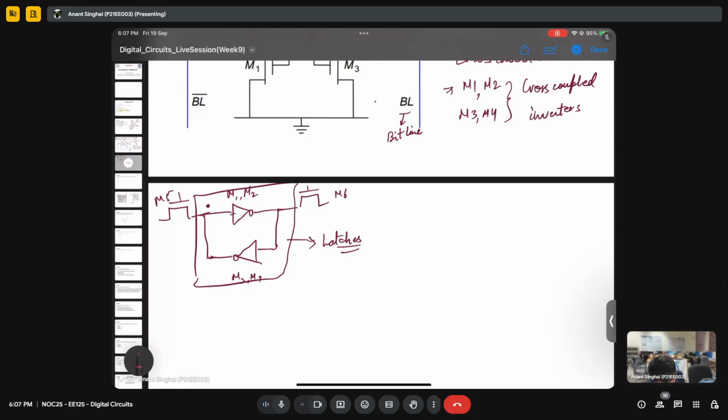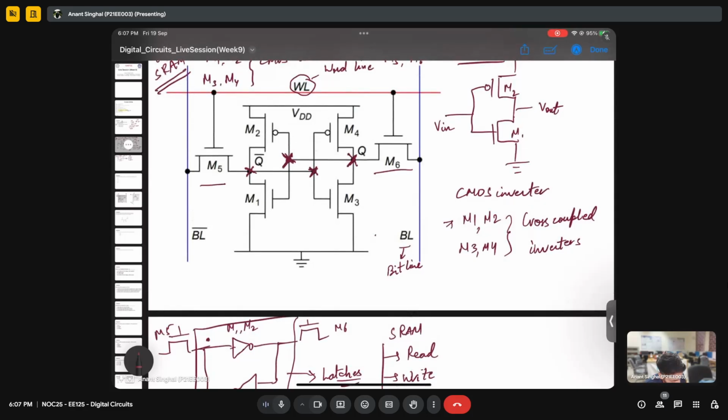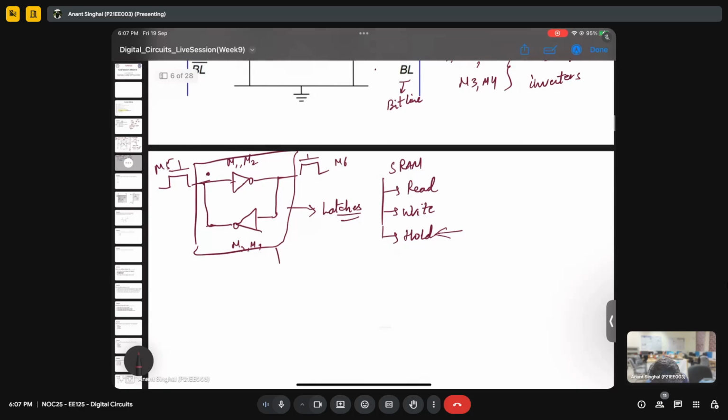If I try to explain some of the operation that happens in a SRAM, SRAM can do three types of operation. The first one is read, the second one is write, and the third one is hold. Let me try to explain the very basic operation, which is the hold operation. Just to hold the data that is there in this, as I said, this is the latch, so this is the storing part of the SRAM. This is where the data is stored.